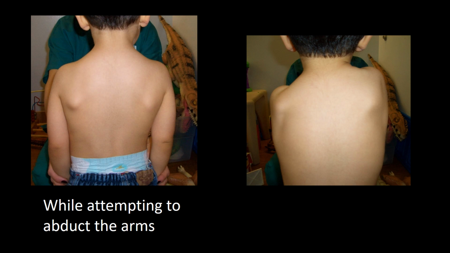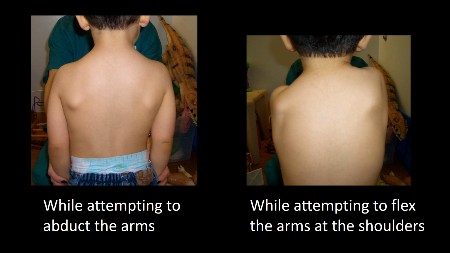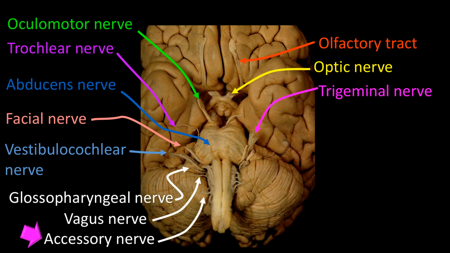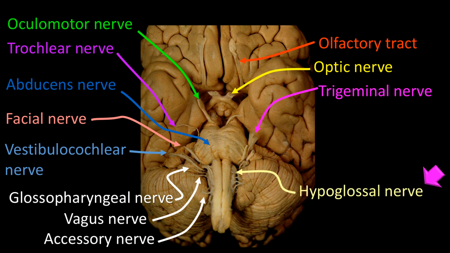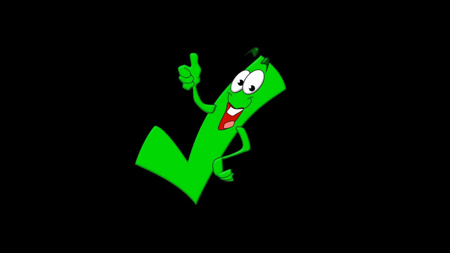This new photograph was taken while the patient was attempting to flex the arm at the shoulder. As you can see, as he attempts to raise his arms, the asymmetry is worse, indicating left trapezius weakness. After the accessory nerve, we check the hypoglossal nerve. How do we do it? And normalcy again will be looked at simultaneously.